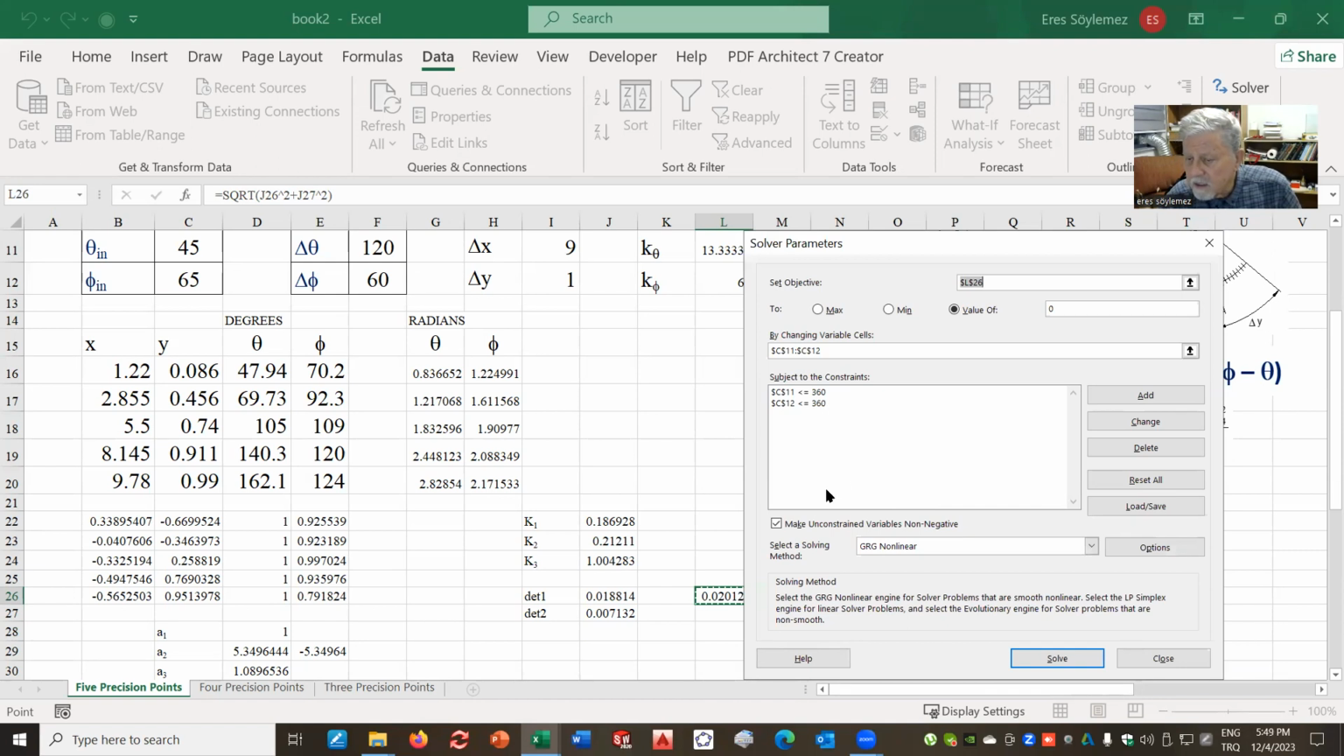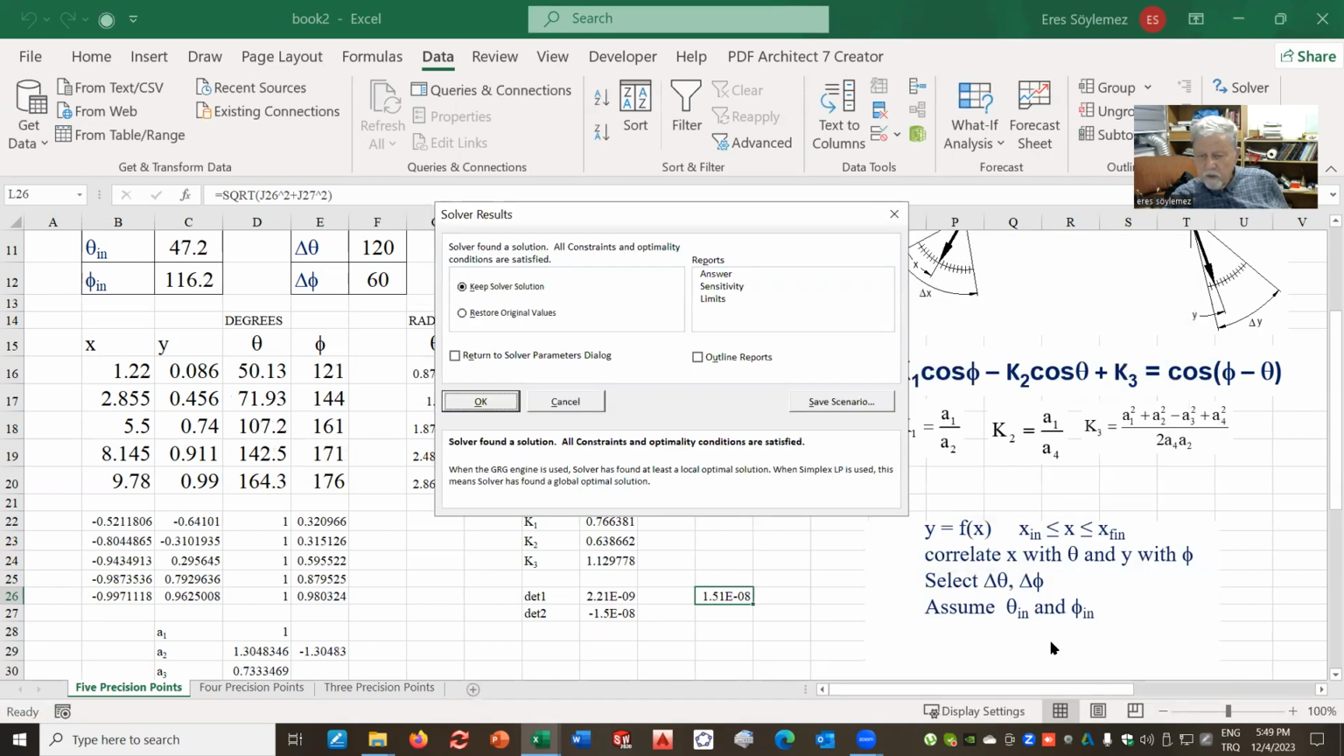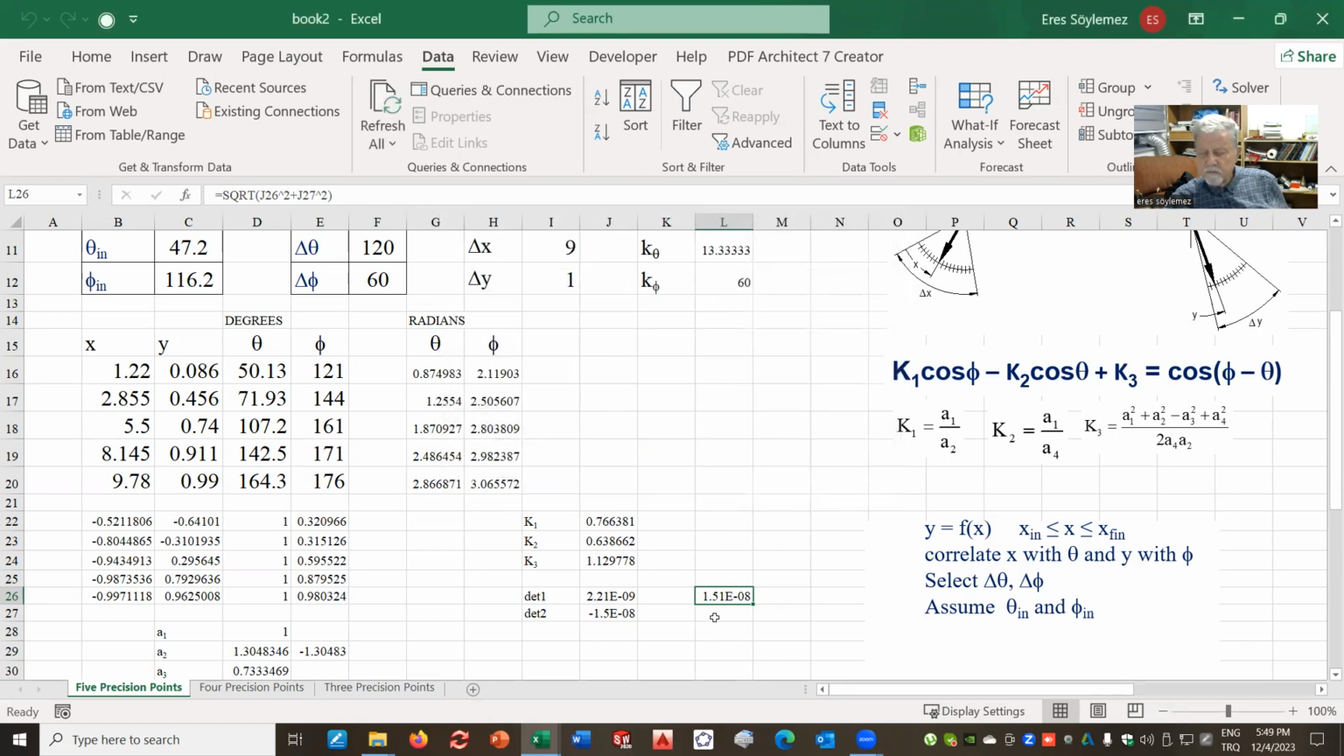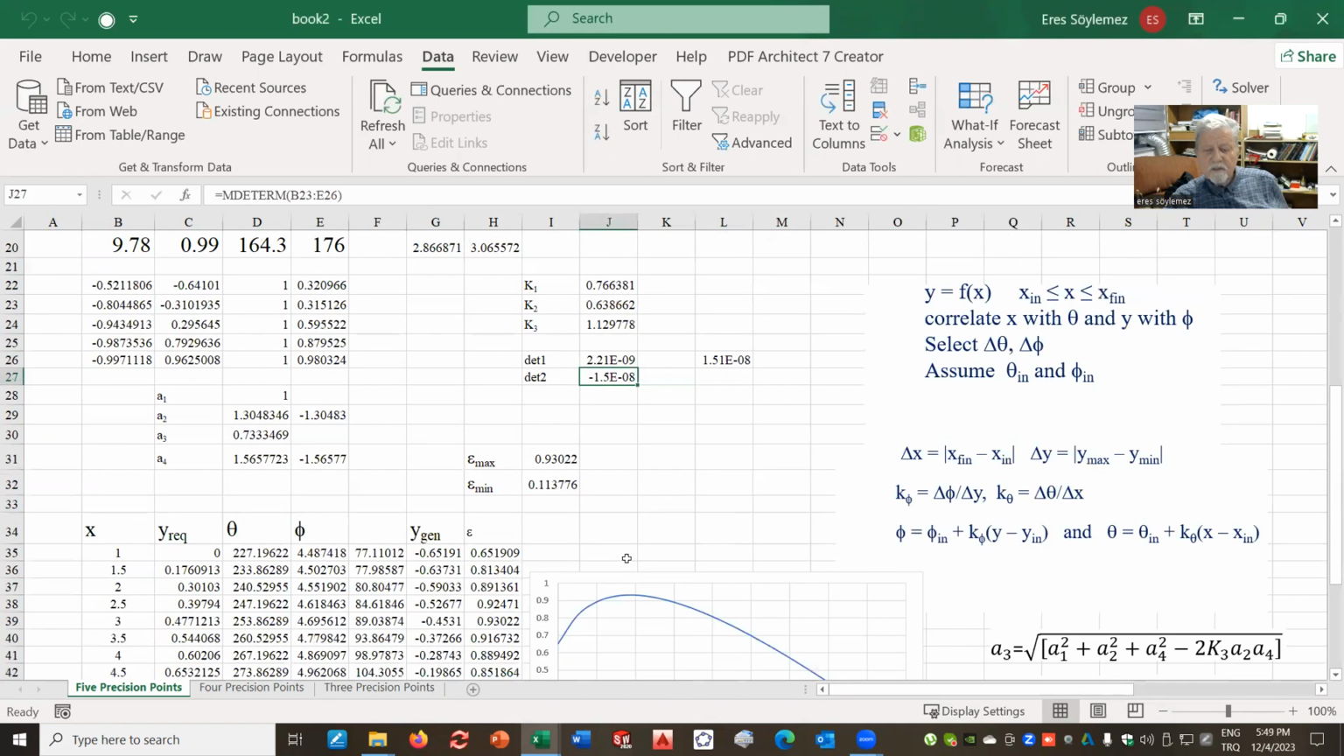Let me read: make unconstrained variables non-negative. So in that case, theta initial and phi initial would be in between 0 and 360. I'm not bounding anything, but I'm specifying it in terms of mathematics. Now, I'm still going to use GRG nonlinear. Solve. Voila. 10 to the minus 8 is a good solution.